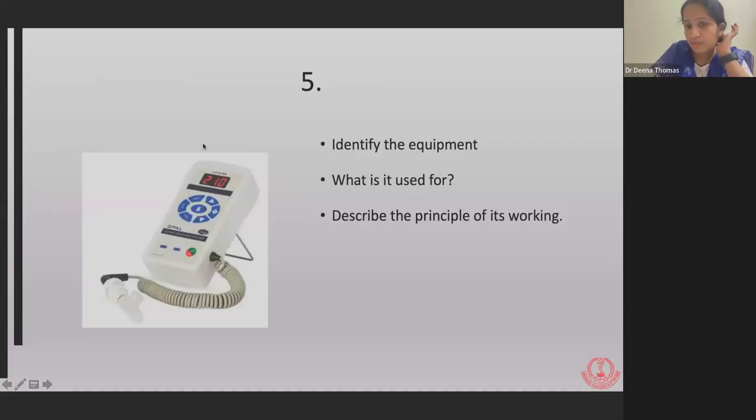Can anyone identify the equipment? What is it used for? And describe the principle of its working? Please identify the equipment. More responses I am waiting. What is this equipment?